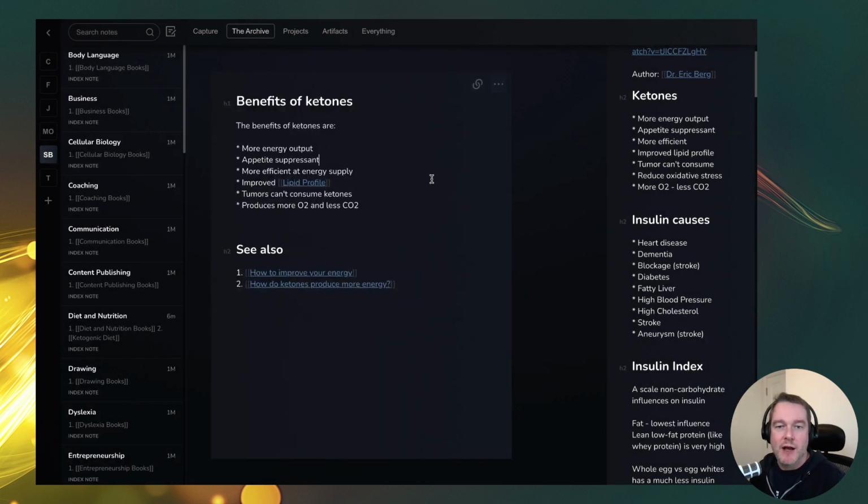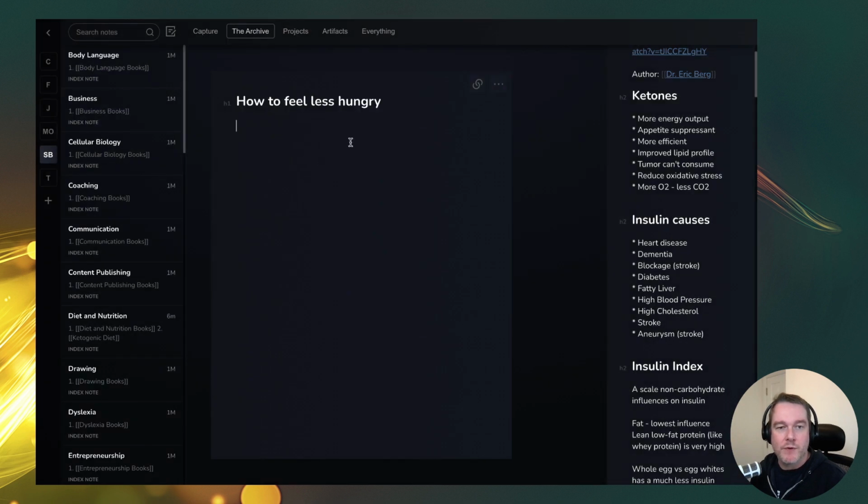Appetite suppression. We could do the same for here. So we're saying how to feel less hungry. So I'll do that. And we've got ketones. We'll do the same thing. I cannot spell ketones. Ketones are known to suppress appetite. So now, how does that work, right? So see how ketones suppress appetite. Okay.